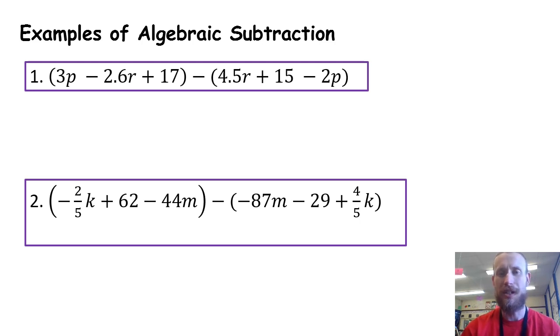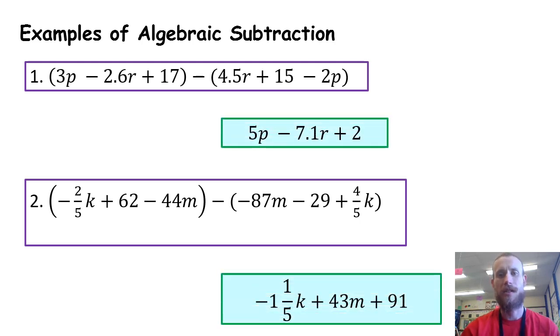I hope you paused the video. I hope you worked it out. Here are the answers to these two problems. Let's see how you did. 5p minus 7.1r plus 2, negative 1 1/5 k plus 43m plus 91.